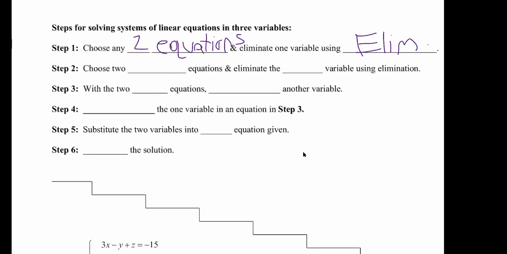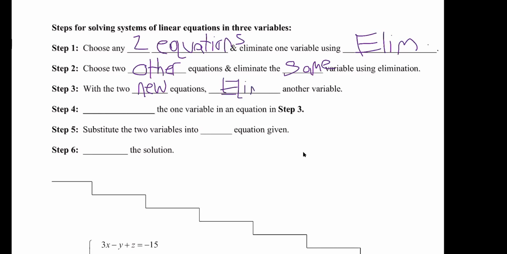Then for step 2, we're going to choose 2 other equations and eliminate the same variable using elimination. What this is going to let us do is, if you eliminate the same variable, like let's say you eliminated the z's from both equations, you're going to get 2 new equations that just have 2 variables. With these 2 new equations, you're going to do elimination of one of the variables.